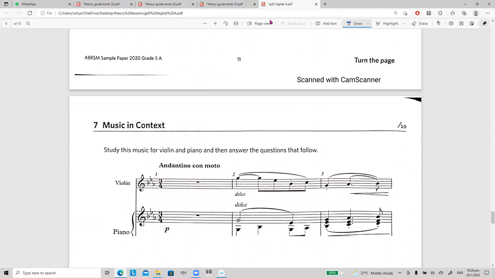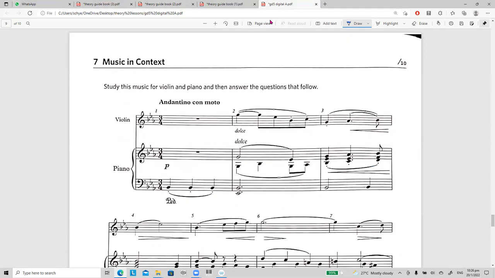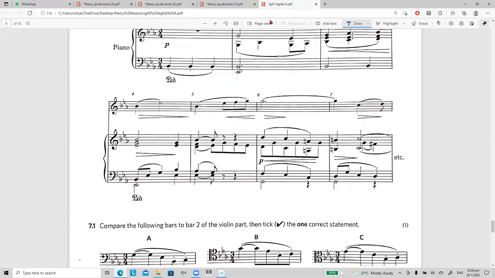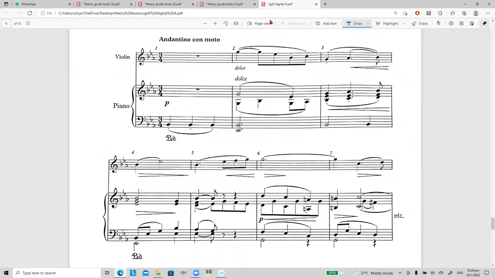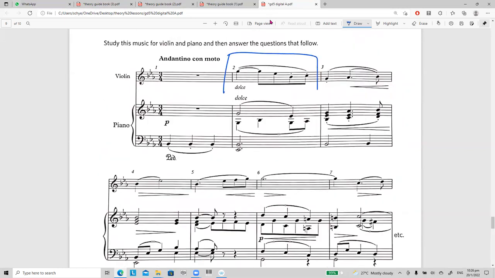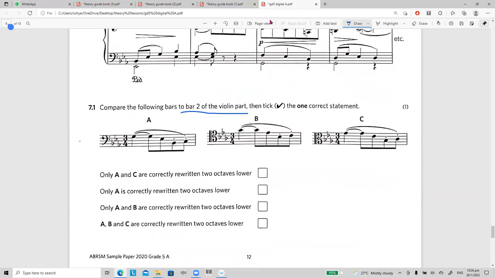Okay, next, number 7, music in context. Now compare the following bars to bar 2 of the violin part. Bar 2 of the violin part is here. This is a lot higher than middle C, okay? This note starts with a higher G. So now let's compare the music.